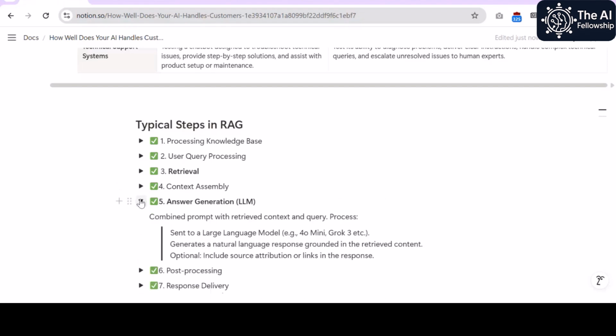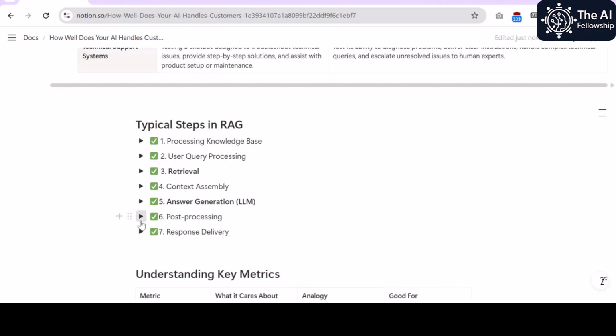Then generation. Now this is the response. So what they do is they send it to a large language model, an LLM like GPT or Grok and all. They send a prompt saying, okay, this is the user query, this is the information. Based on that, you generate a final response.